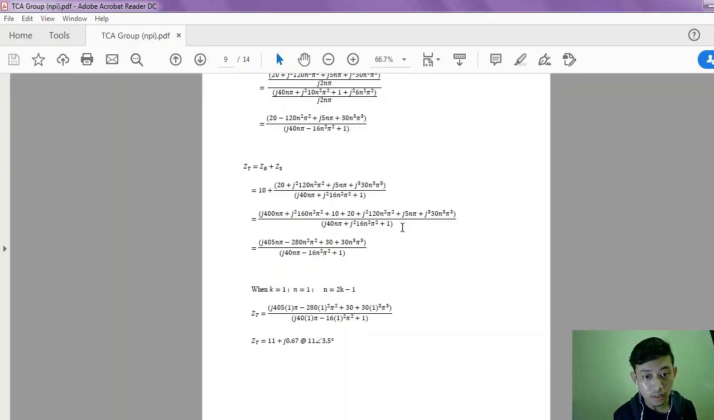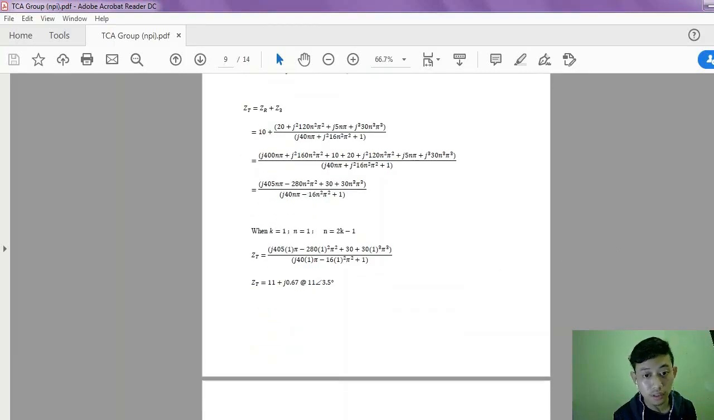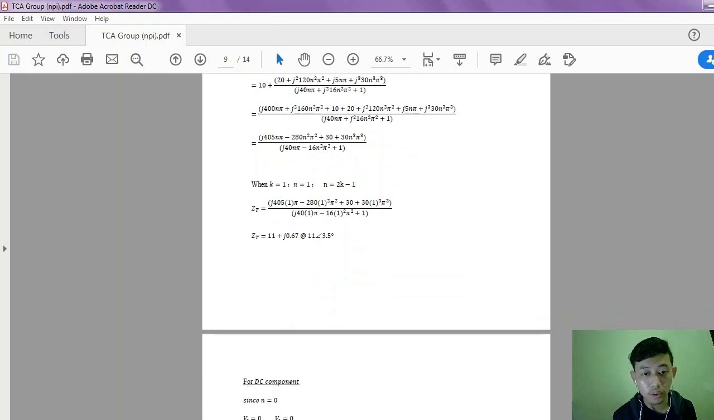So alright, at this step you couldn't solve it as we don't have the value for n, but we know that our square wave voltage has odd symmetry, so we just assume n is equal to 1. Then we replace n by 1, and our total impedance is 11 plus j 0.67, right?